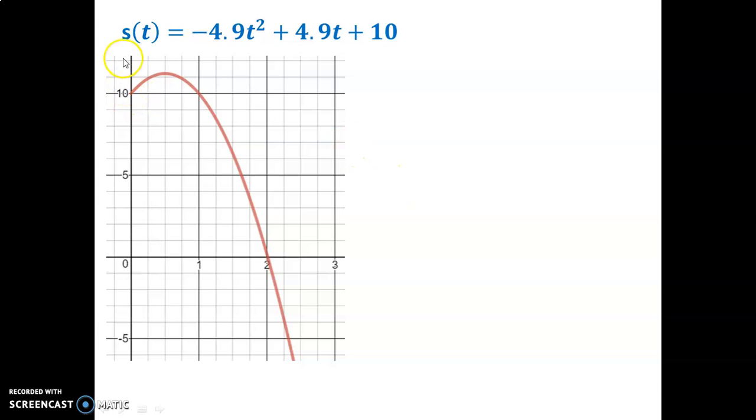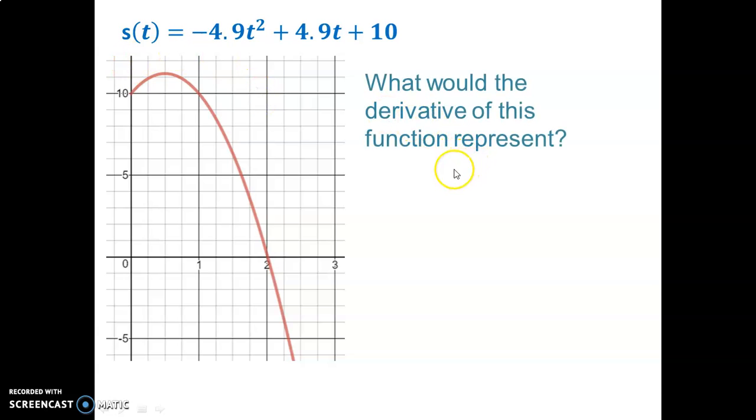Take a look at this. Here we have another position graph. It shows the position of an object over time here. What would the derivative of this function represent? Okay, derivative represents slope, right? We know that. Or rate of change, right? We were just talking about rate of change at a moment in time, instantaneous rate of change.